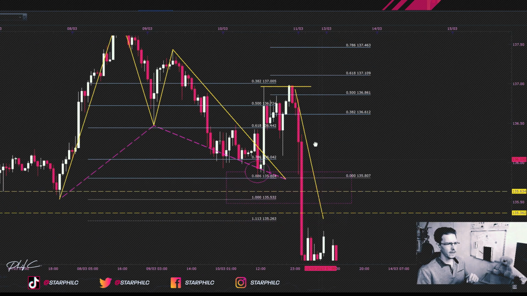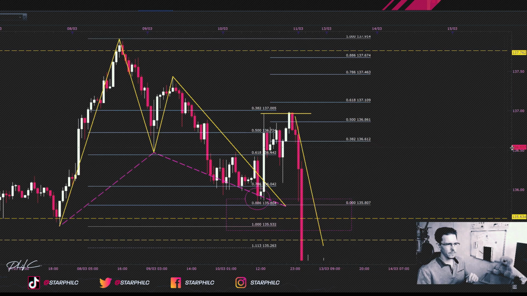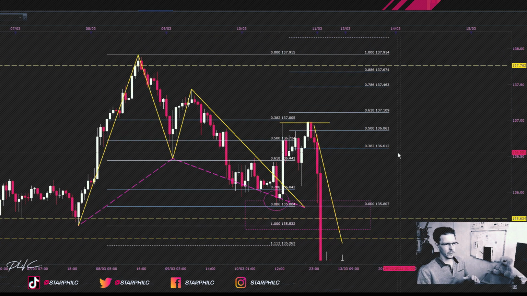Trade the plan. Now there is a little bit of more movement going on in the markets, but right now I'm going to turn off the charts and I'll get back to those on London Market Open.